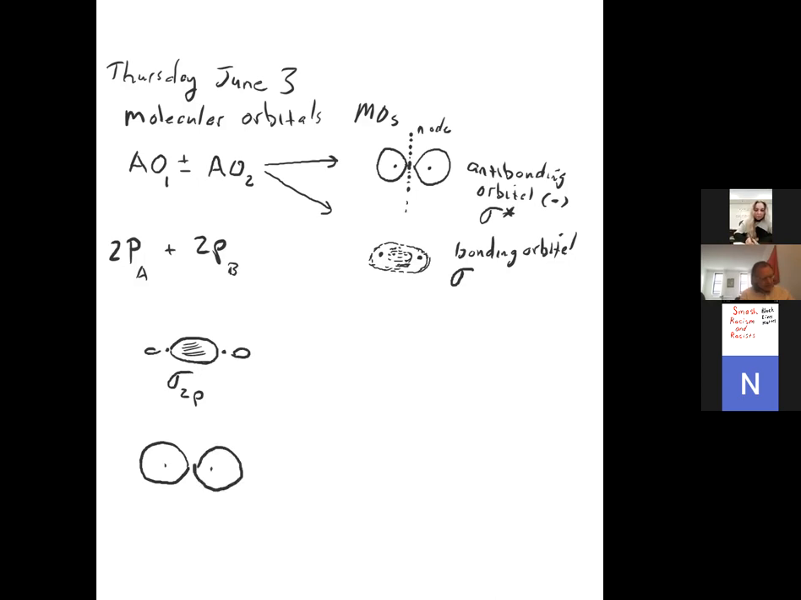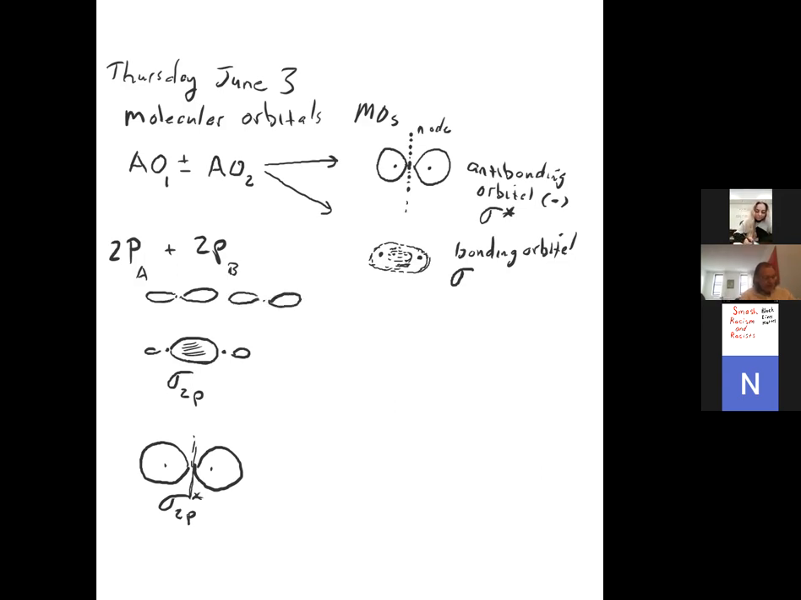And then we're going to call that a sigma star 2p. Okay, that's what you get. So again, here's your node. That's what you get when the p orbitals are pointing directly at each other. This is the case right here where the first one, this 2p, is directly lined up with this 2p.